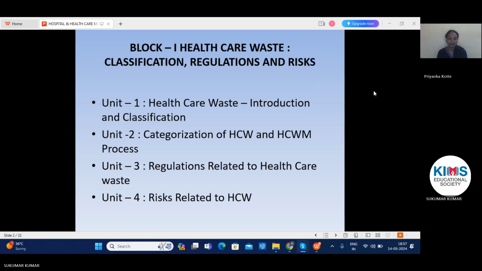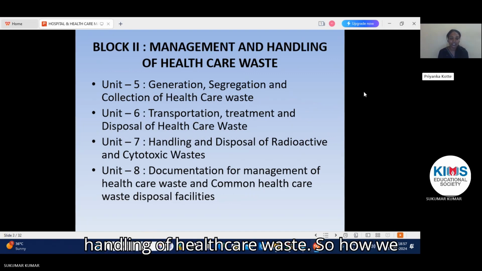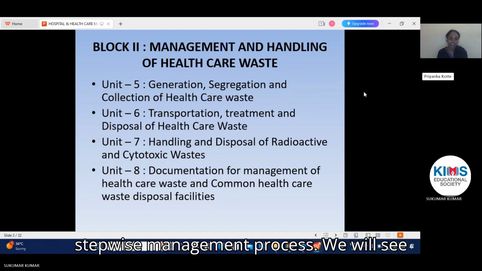Next, block 2 contains the management and handling of healthcare waste. So how we are going to manage it, as well as the process of management, we are going to see the stepwise management process. It is also given certain units.